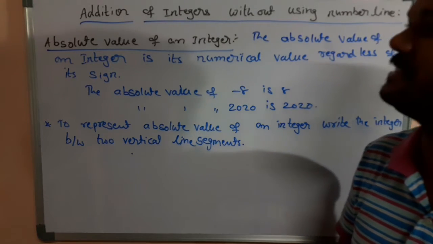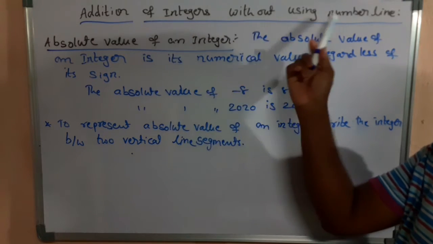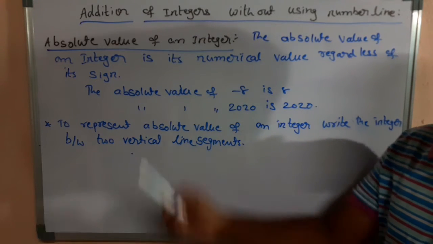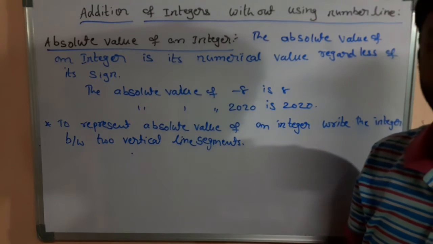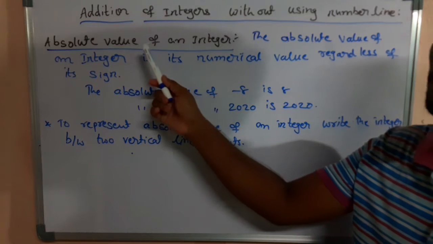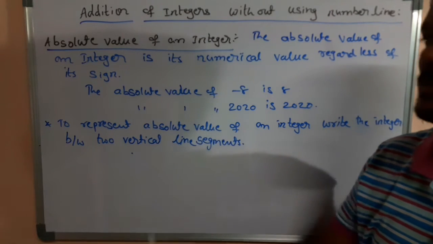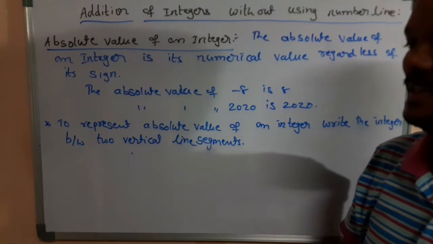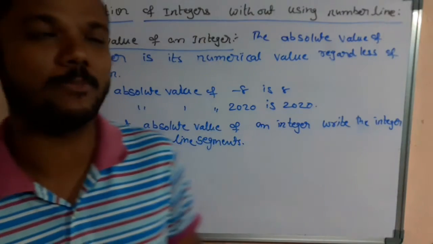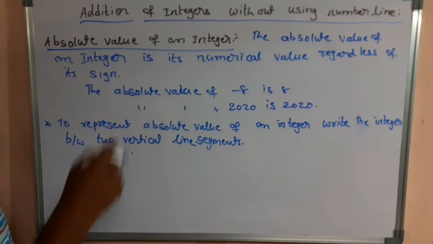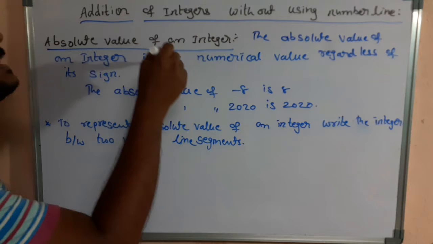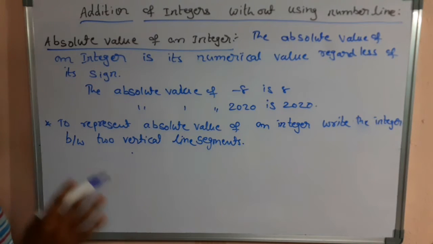Now we are going to discuss addition of integers without using a number line. To do the addition of integers without using a number line, one must be aware of one more important concept, that is the absolute value of an integer. Let me explain the absolute value of an integer. The absolute value of an integer is its numerical value regardless of its sign.